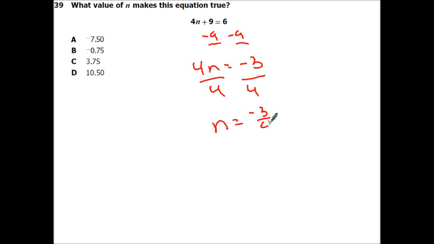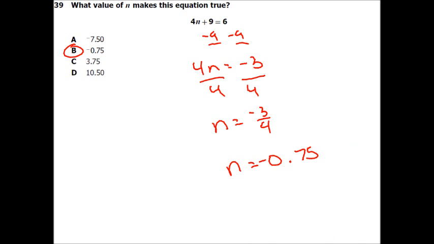Alright, which value of n makes the equation true? So we're just going to solve. So minus 9, minus 9. So 4n equals negative 3. Divide by 4, divide by 4. n equals negative 3/4, which we should know is just negative 0.75.